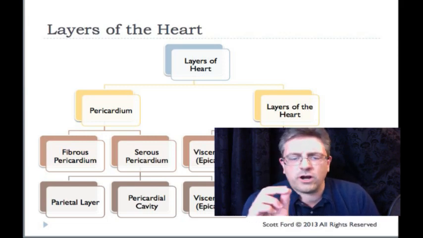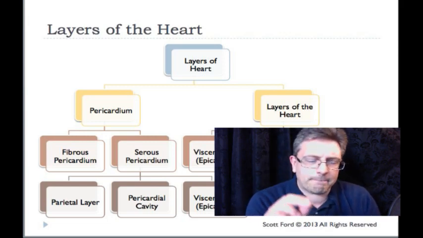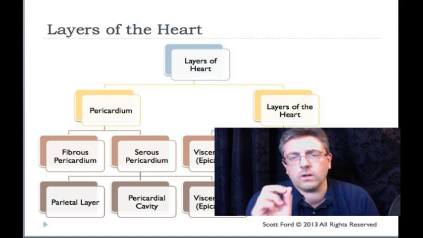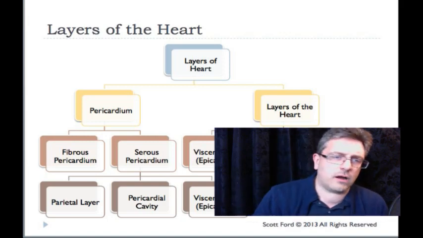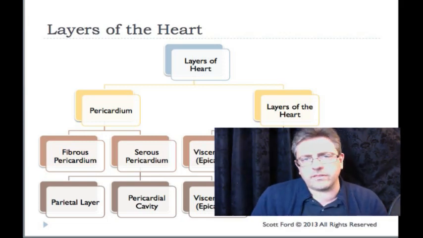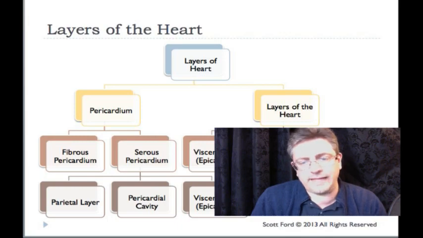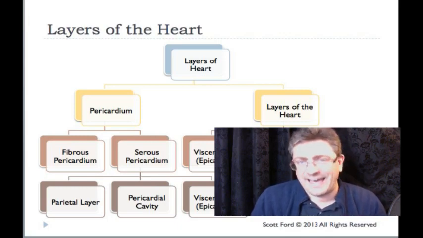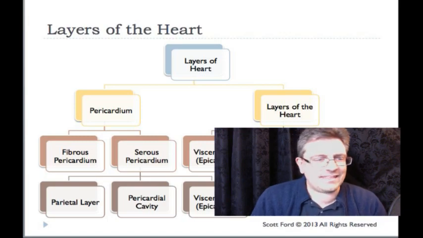The serous pericardium is broken down to the parietal layer, the cavity, and the visceral layer. And the visceral layer, again, is nothing more than the epicardium itself, than the heart muscle itself. Now we can also see that the layers of the heart are broken down to three areas. We have the visceral layer, the epicardium, which we just talked about, the myocardium, and the endocardium.